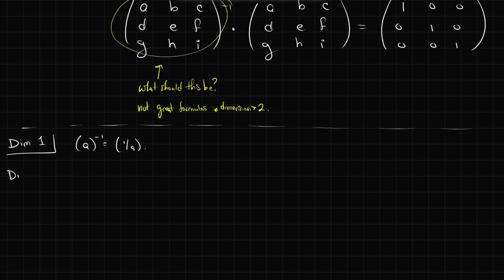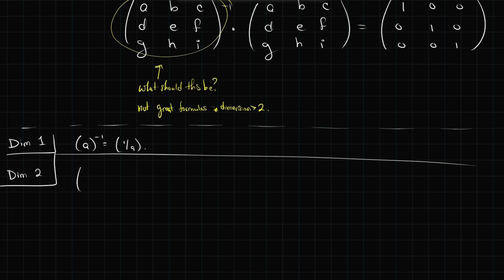But in dimension 2, your life is really not that bad. So let's see, in dimension 2, we can get away with a, b, c, d. The inverse matrix is 1 divided by ad minus bc. And then what we do is we swap a and d, and we add a minus sign to b and c. So we've got two things happening. We swap a and d, so we get d, a, and then we add a minus sign to b and c.